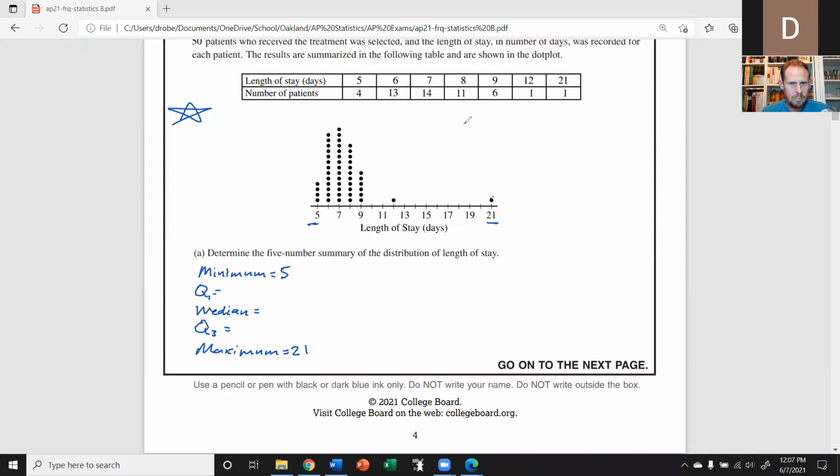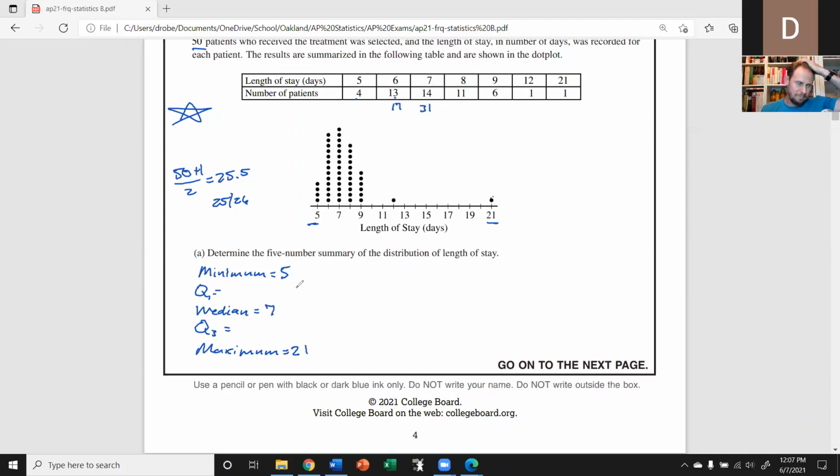The median, we need to find the middle one. We were told we had 50 patients. So one way to do that would be 50 plus 1 divided by 2 is 25.5. So the middle is going to be between 25 and 26. We can just count up data values until we get to 25 and 26. I have a feeling it's going to be 7, but if we just start adding, 4 plus 13 is a total of 17, plus 14 more is 31. We've already passed it, so the median has got to be somewhere in this bar here for 7.